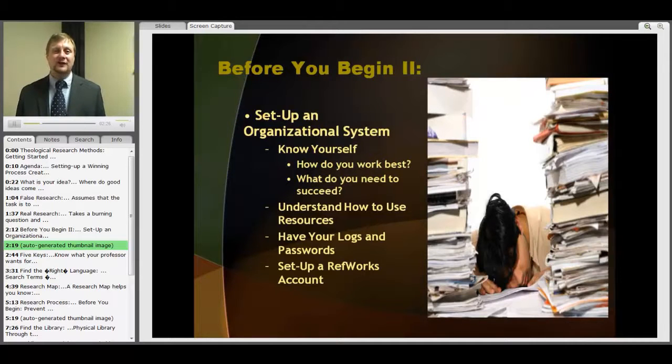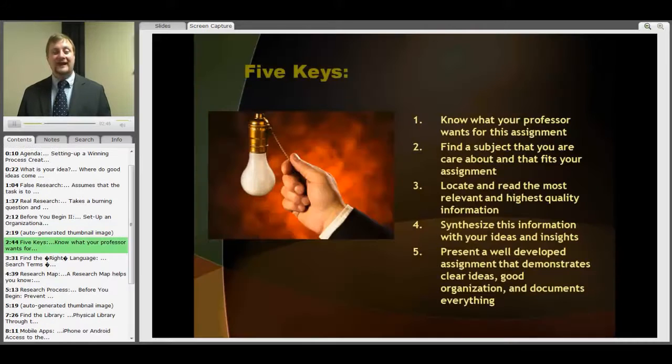Now, before you begin, you want to set up an organizational system that will help you succeed. Know yourself. How do you work best? What time of day do you work best? When is your brain at its best for writing? When is it at its best for reading? And what do you need to succeed? Understand how to use the resources. Have your login and password. And set up a RefWorks account, which will be covered more later in this video.